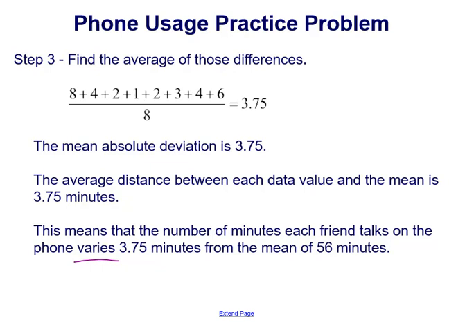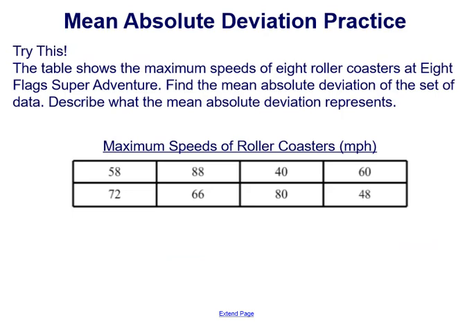Let's do one more example. Try this. The table shows the maximum speeds of 8 roller coasters at Six Flags Super Adventure. It says to find the mean absolute deviation of the set of data and then describe what that mean absolute deviation represents. First we have to find the mean of the data. Then we make a table to find the differences between each data point and that mean and take the absolute value, because we want the positive differences to find the distance. And then we find the mean or the average of those differences.